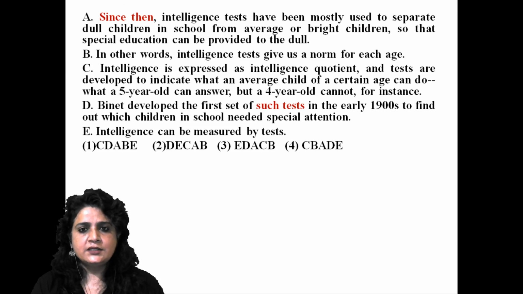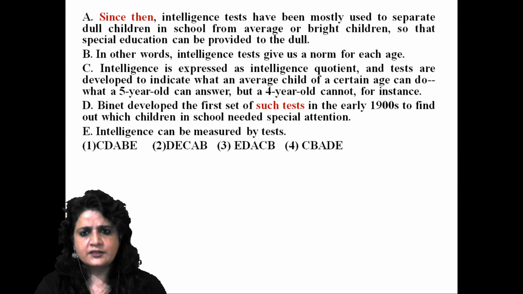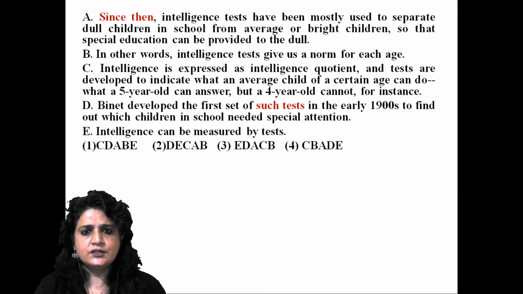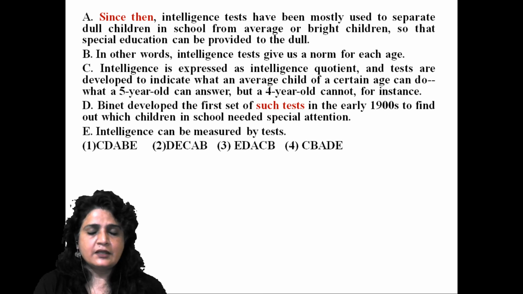In other words, intelligence tests give us a noun for each age. So B is also eliminated as the opening statement. Anyway, it's also not given as the opening statement in any of the options. So you're given either C, D, or E. So C says intelligence is expressed as intelligence quotient and tests are developed to indicate what an average child of a certain age can do. D says he developed the first set of such tests, right? So "such test" clearly indicates that we are talking about some kinds of tests, where this sentence is referencing "such test".